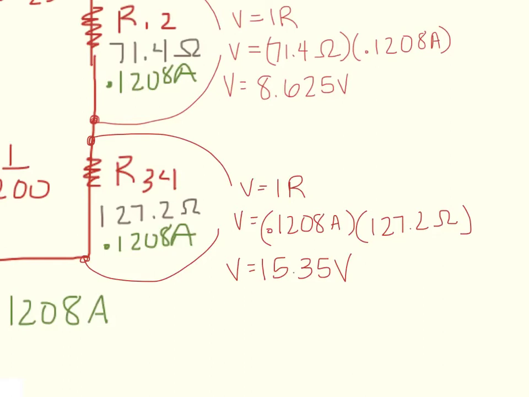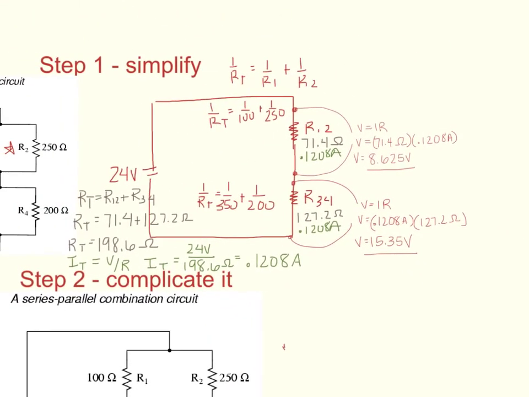Now a good check to make sure that everything we've got is correct right now would be to add up my two voltages. I had a voltage of 8.625 volts and a voltage drop of 15.35 volts. When I add those two together, I would end up with 23.9 volts. Now, to put that into perspective, if we refer back to the original situation here, we know that the total voltage drop should be 24. We got 23.9. The reason they don't match perfectly is because we did some rounding, but that's pretty darn close.